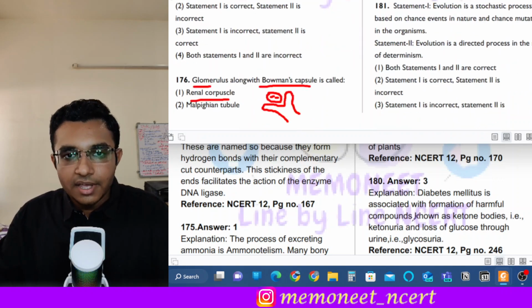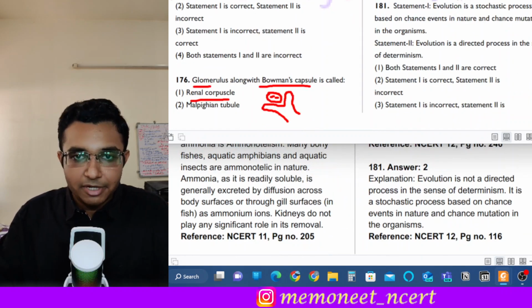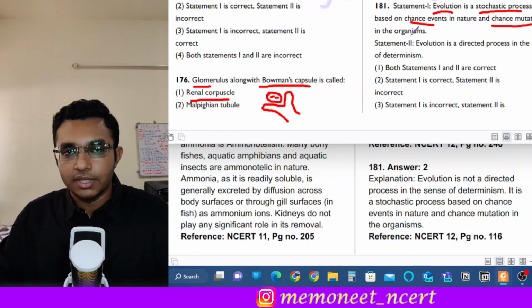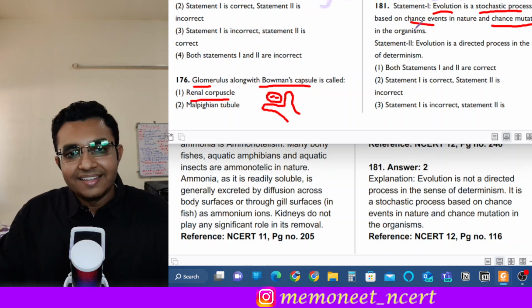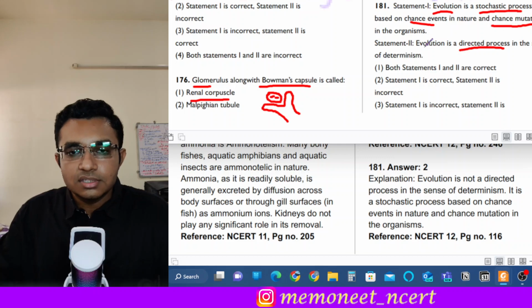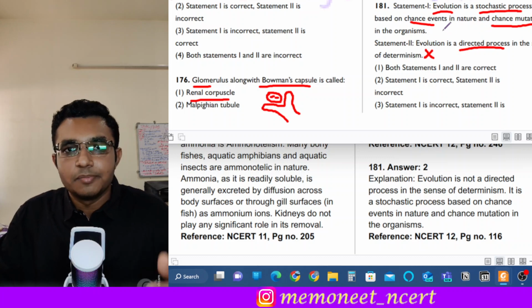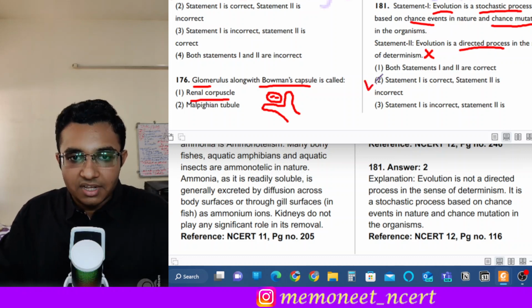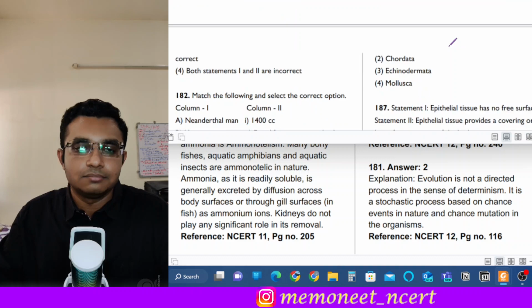The next question, question number 181. It is a statement based question. The first statement is, evolution is a stochastic process based on chance events in nature and chance mutation in the organisms. So this is a correct statement. Next statement is, evolution is a directed process in the sense of determinism. So this is an incorrect statement, because as we discussed, evolution is a chance process. It is based on chance events in nature and the chance mutation which occurs in the organism. It is not a directed process. So here statement 1 is correct and statement 2 is incorrect.